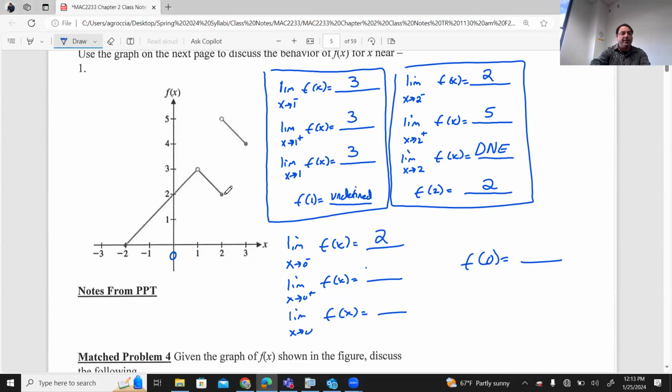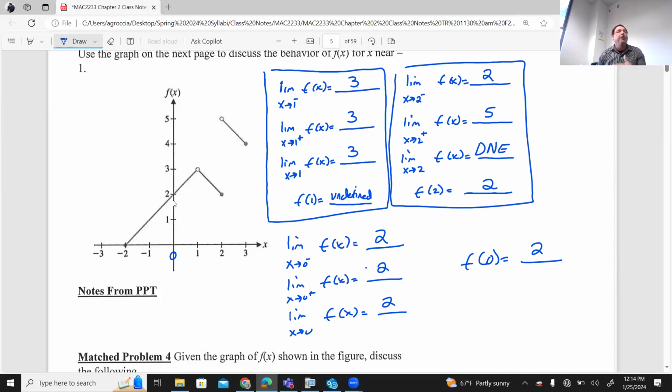Coming from the right, no matter where you want to go on the right, as we get closer and closer to 0, what value of y is it approaching? 2. Since the numbers match, what's the limit as x approaches 0? 2. And when you plug in 0, what do you get for an answer? 2.